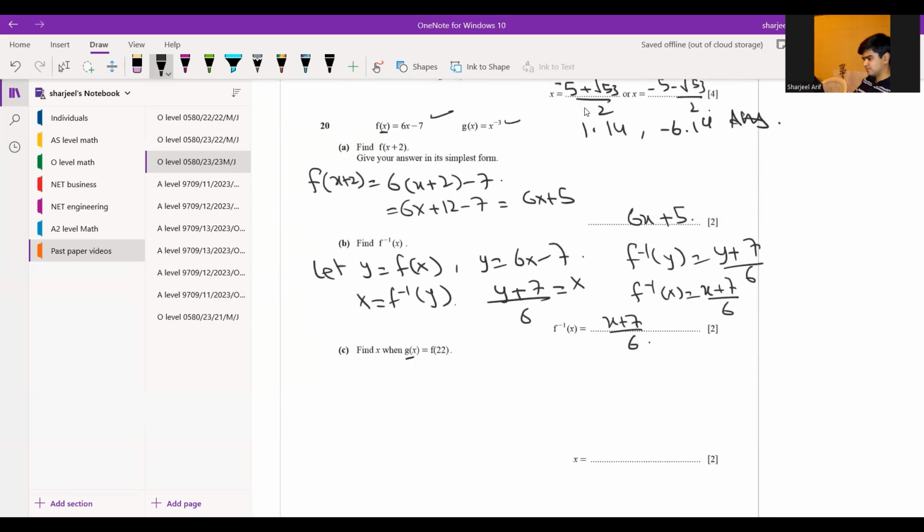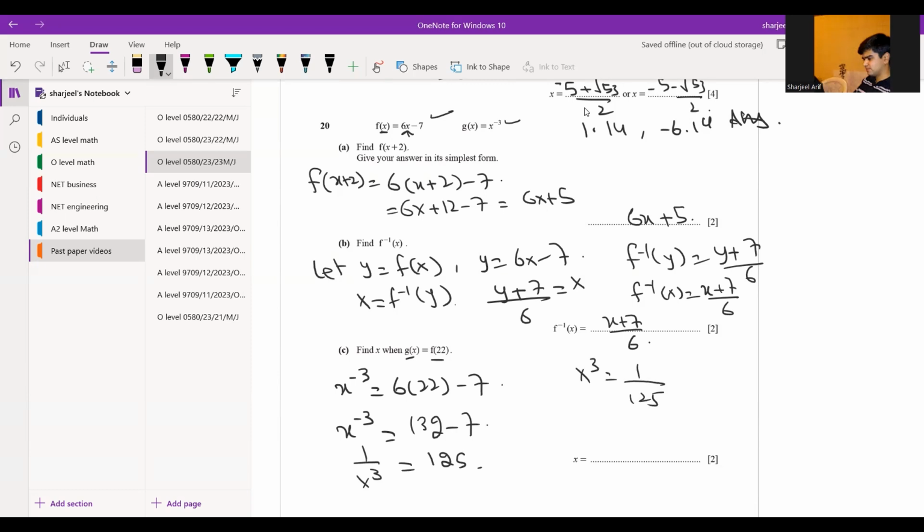For part C, we have to find x when g(x) equals f(22). So g(x) is x to the power minus 3. f(22) will be 6 into 22 minus 7. Just substitute the value of x equal to 22 in this equation. So you will get x to the power minus 3 equal to 22 times 6 is 132 minus 7. You will get 1 over x cube equal to 125. So x cube is equal to 1 over 125 and x will be equal to 1 by 5. You have to take the cube root. So the answer will be 1 by 5.